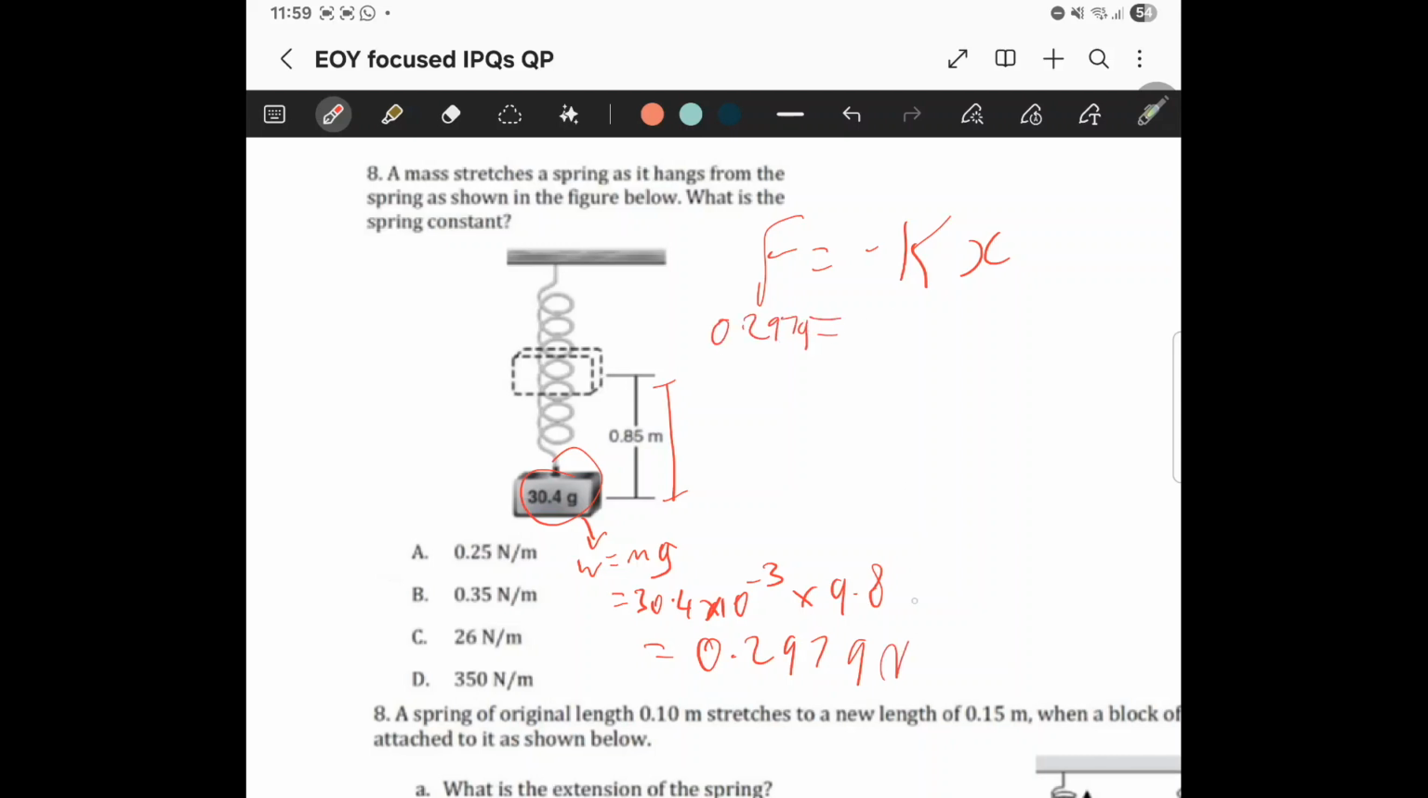0.2979, that's my force, in newtons, equals negative k, what I need to find, multiplied by x, 0.85. If you're very good at your math, it's obviously just divide, right? So I'm just going to stick that in my calculator and divide the two numbers. I'm going to take the answer and divide that by 0.85. As you can see, it's magnitude only, so it doesn't really matter. I have 0.35. K is 0.35.